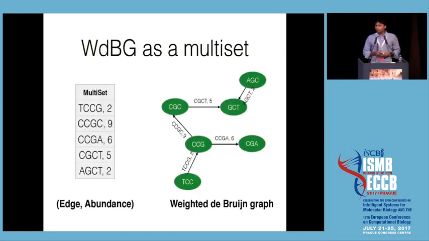Now let's see how we represent a weighted de Bruijn graph and how we can optimize its space. To represent a weighted de Bruijn graph, all you need to do is store a multiset of all these edges. For example, in this case, the graph on your right is a weighted de Bruijn graph where all the edges have weights associated with them. And on the left-hand side, you have a multiset of all the edges, wherein each edge has a weight. For example, the edge TCCG has a weight of 2, and so on.